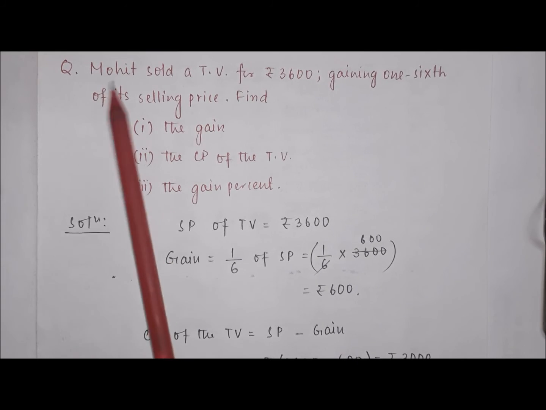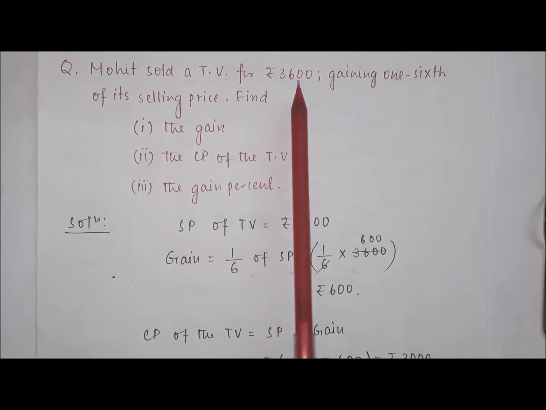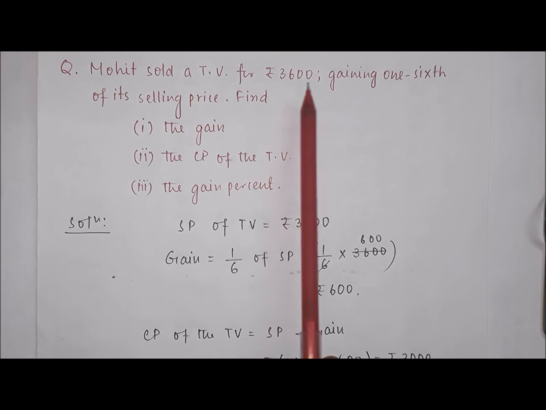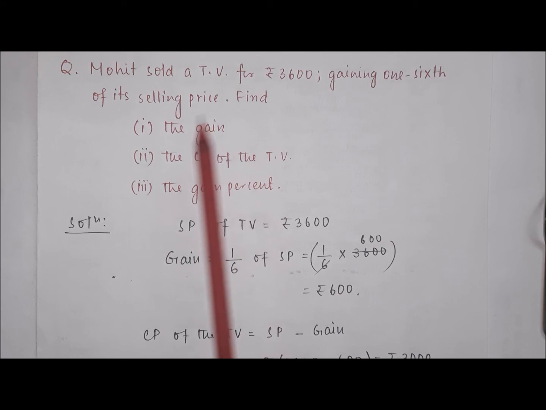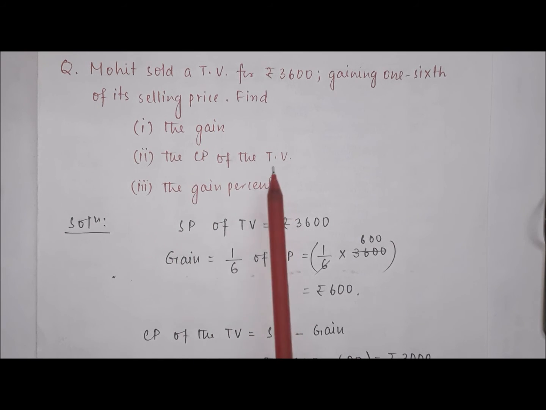Moving to the next problem, Mohit sold a TV for rupees 3600, gaining 1/6 of its selling price. Find the gain, the CP of the TV and the gain percent. Now here the SP of the TV is given as 3600. Gain is equal to 1 by 6 of SP, that means 1 by 6 of 3600. So 6 1s are 6, 6 6s are 36, 600. So you'll get the gain as 600 rupees.